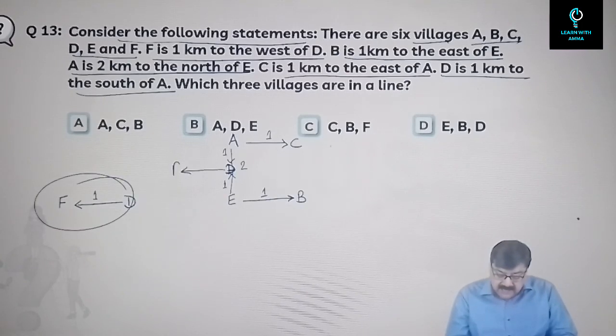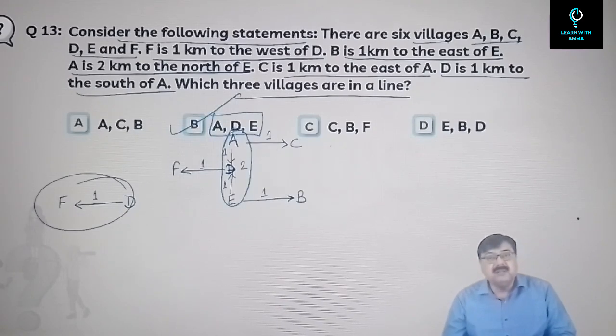That is, F is 1 kilometer to the west of D. Now, which 3 villages are in a line? Well, that's easy. A, D and E are the 3 villages which are in line, given to us in choice B.